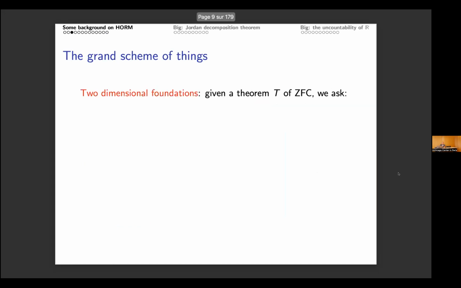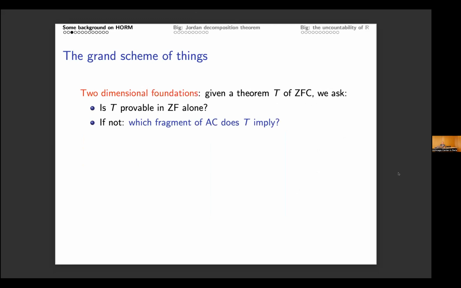And so when we have a theorem of ZFC, we actually ask the following questions. It's two-dimensional. Is the theorem T of ZFC provable in ZF alone? Or if not, which fragment of AC does T imply? This is a very basic observation. And today, what am I peddling? I am peddling the observation that exactly the same thing happens in third order arithmetic.